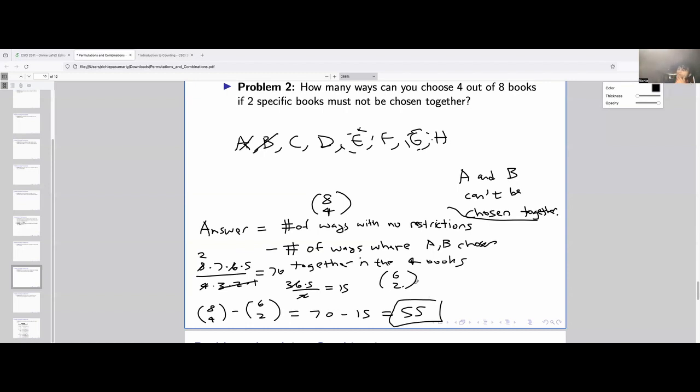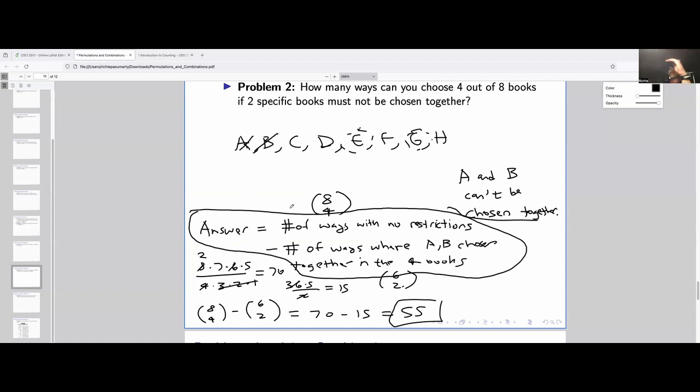Okay, so a summary of some things we did. We could have solved this problem directly, right? We could have broken it up into different cases. So maybe only A is chosen, maybe only B is chosen, maybe A and B are chosen. Those are 3 separate cases, right? They never occur at the same time. So we could use those 3 separate cases to solve the problem.